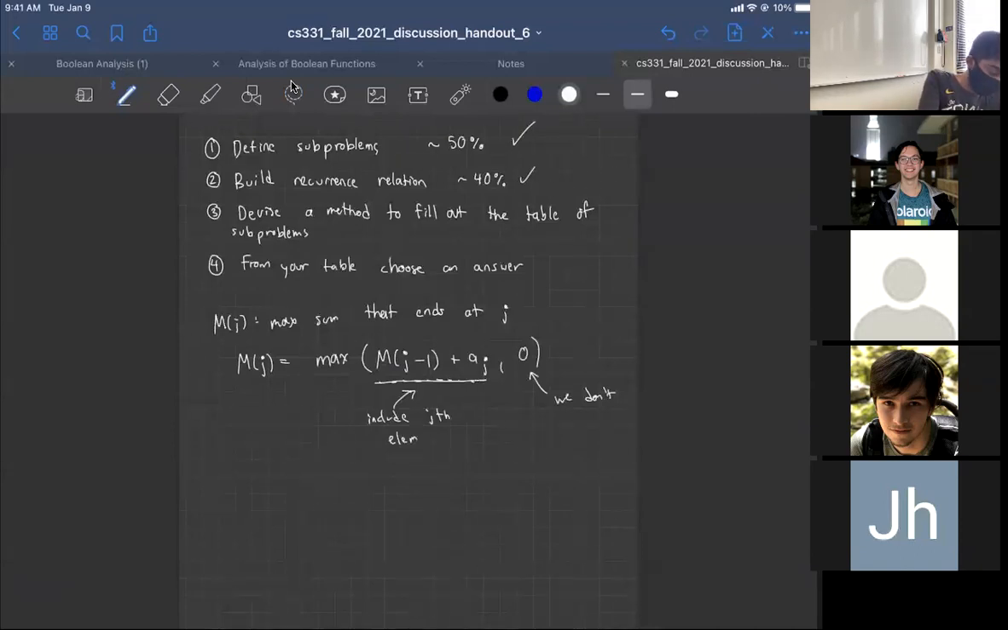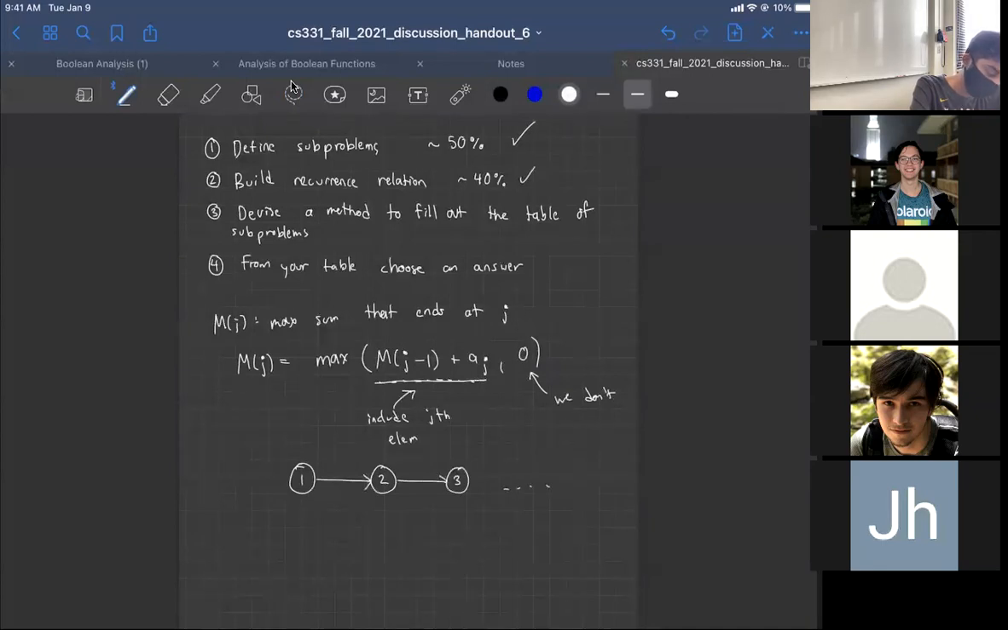Here's the idea. We have subproblem 1, where j is equal to 1, subproblem 2, subproblem 3, and so on and so forth. I'm going to draw an arrow from one problem to another. I'll draw an arrow from 1 to 2 because problem 2 depends on the solution to problem 1. So we must solve problem 1 first.